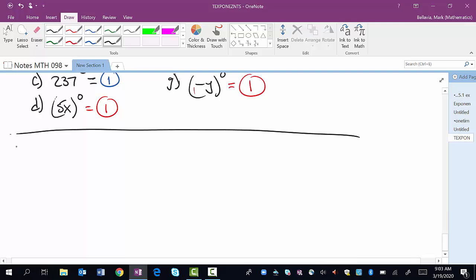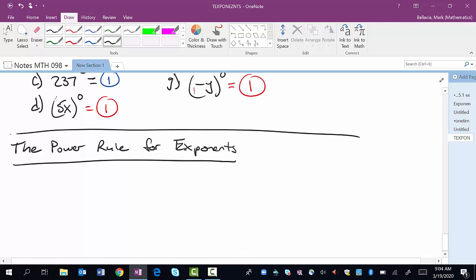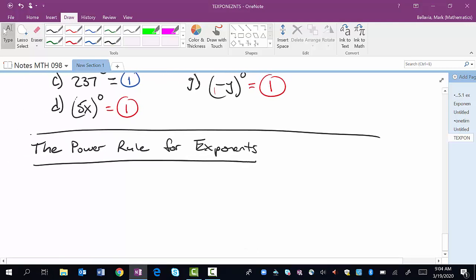The next rule we have is the power rule for exponents. And the power rule basically says if I have some base x raised to some power m, and then that whole thing is raised to a power n, right? So a power being raised to a power, the way you handle the rule is that when you have a power to a power, you multiply those together. So you get x to the m times n power.